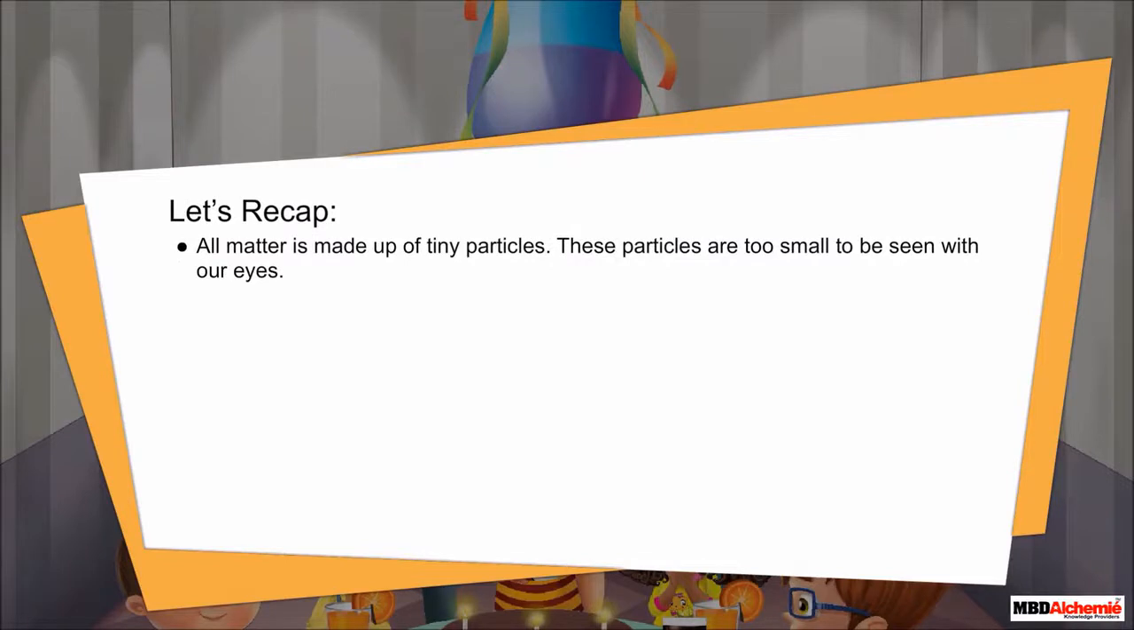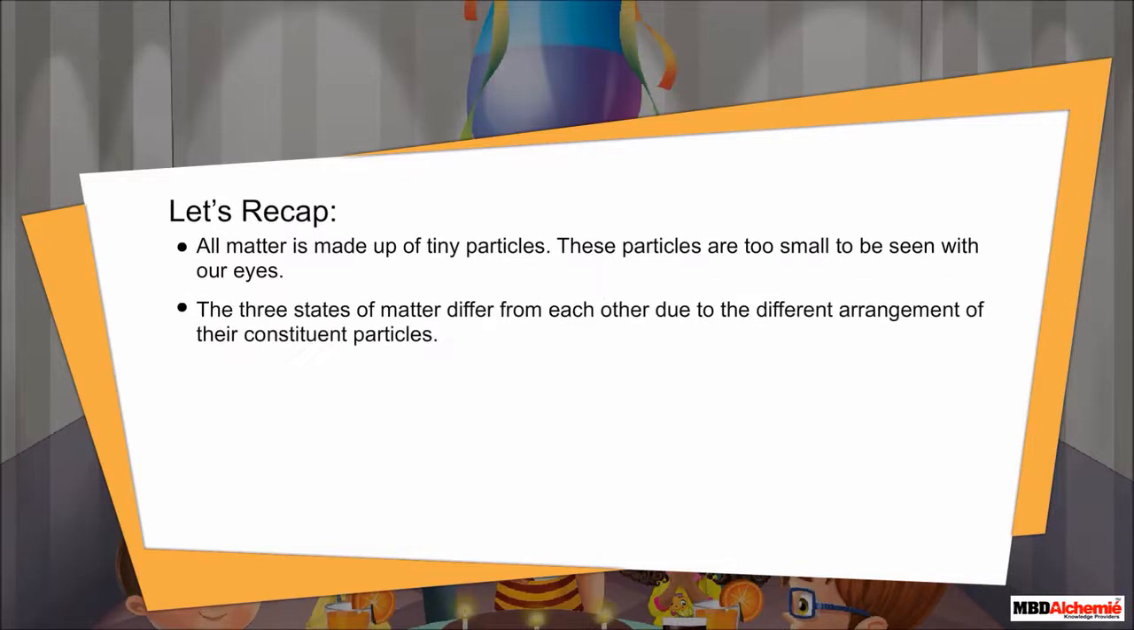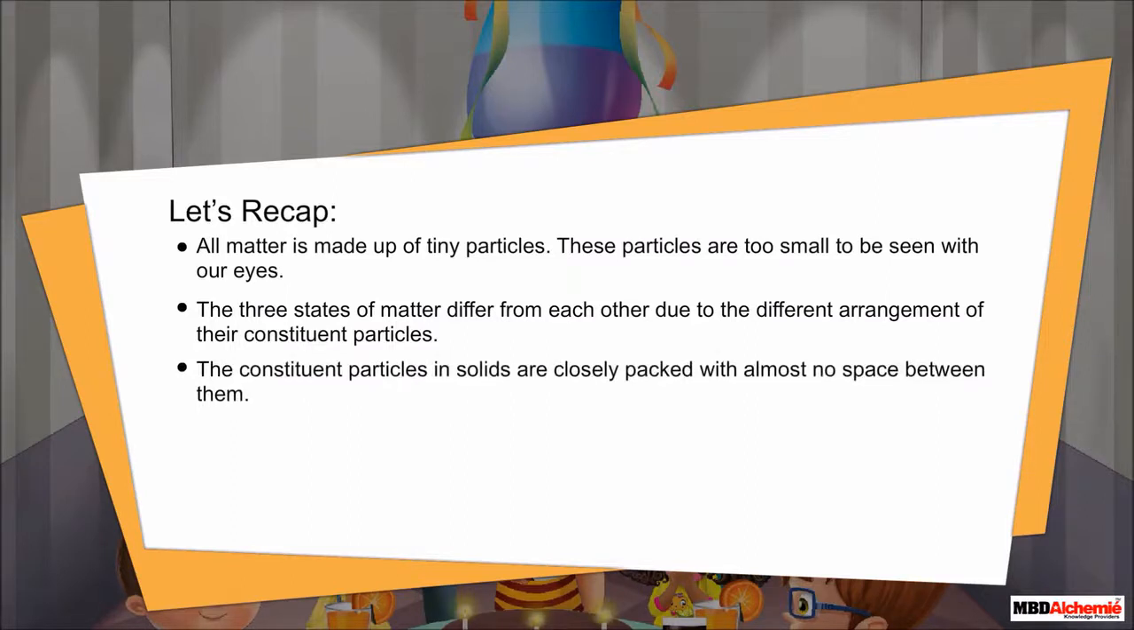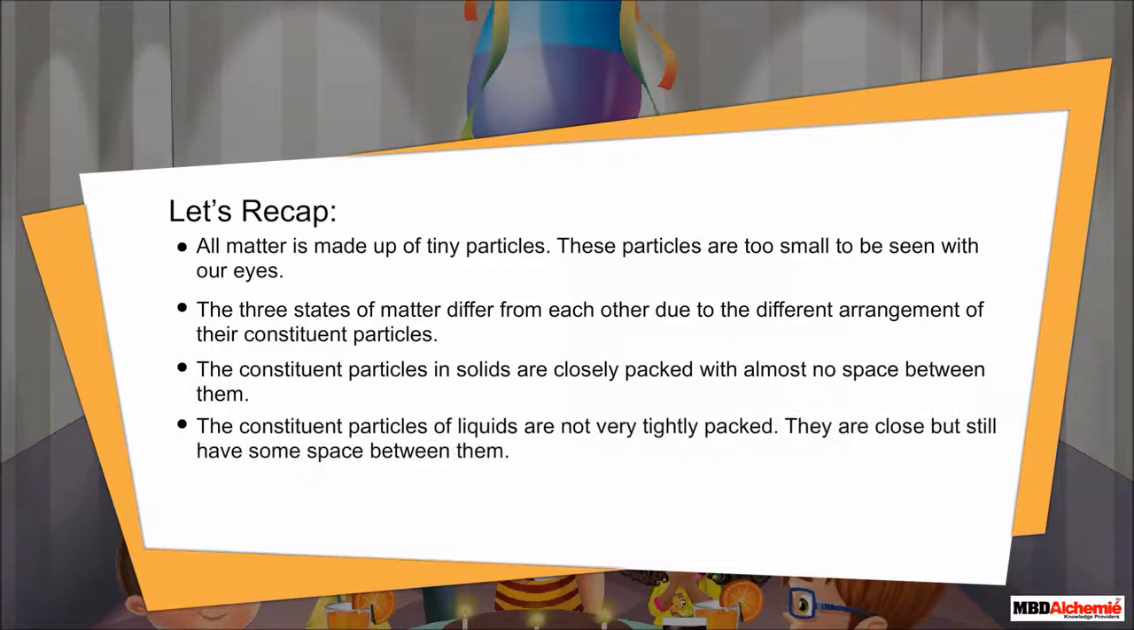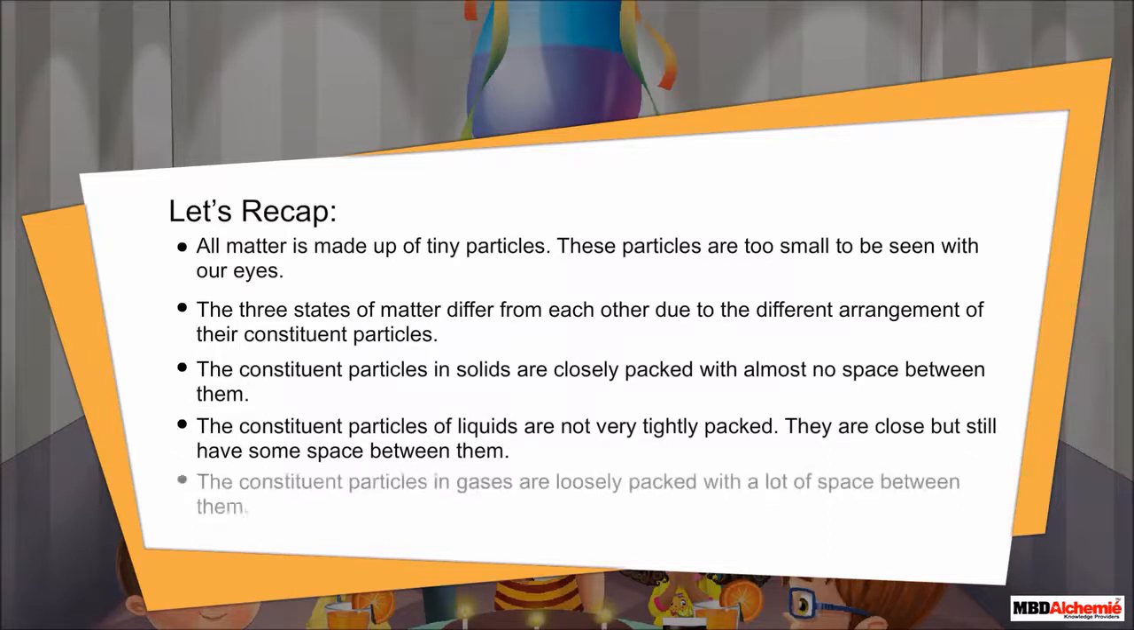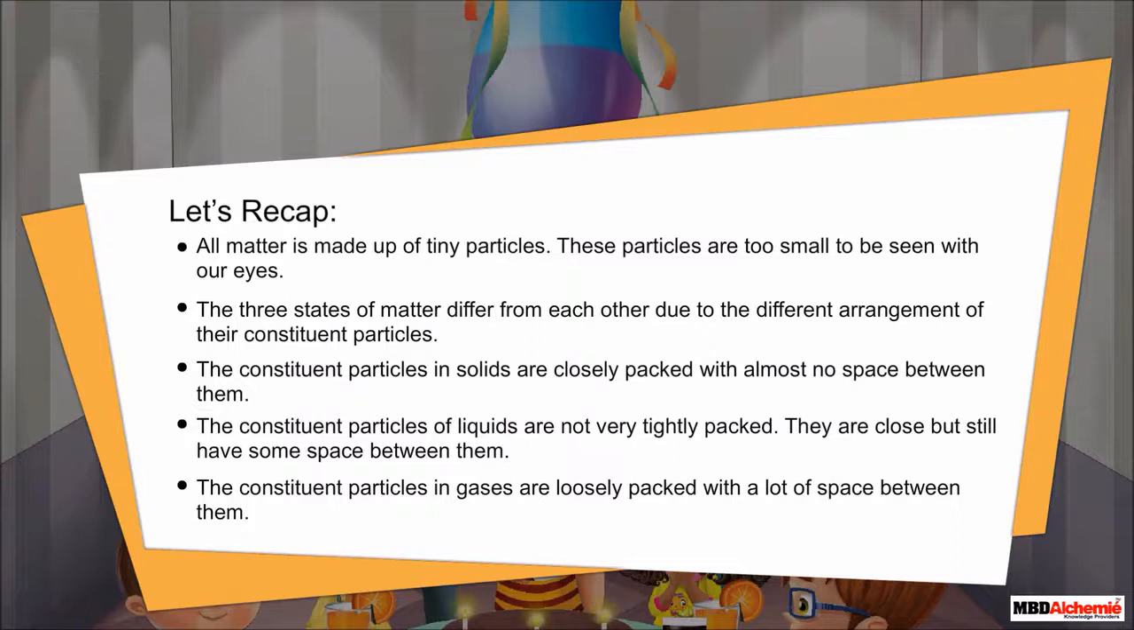Let's recap. All matter is made up of tiny particles. These particles are too small to be seen with our eyes. The three states of matter differ from each other due to the different arrangement of their constituent particles. The constituent particles in solids are closely packed with almost no space between them. The constituent particles of liquids are not very tightly packed. They are close, but still have some space between them. The constituent particles in gases are loosely packed with a lot of space between them.